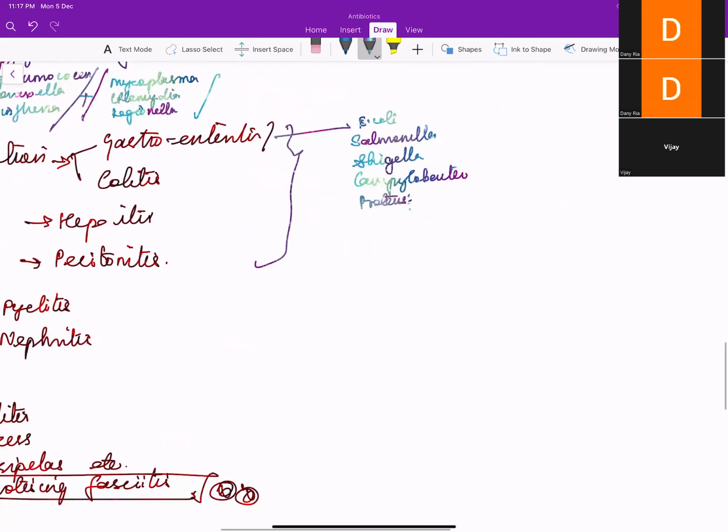Similarly, peritonitis, Proteus. I didn't mention Proteus. UTI also the same organisms, right? In UTI, we don't get Salmonella, Shigella. UTI, when we say, it is E. coli, Klebsiella, Proteus, common organisms.